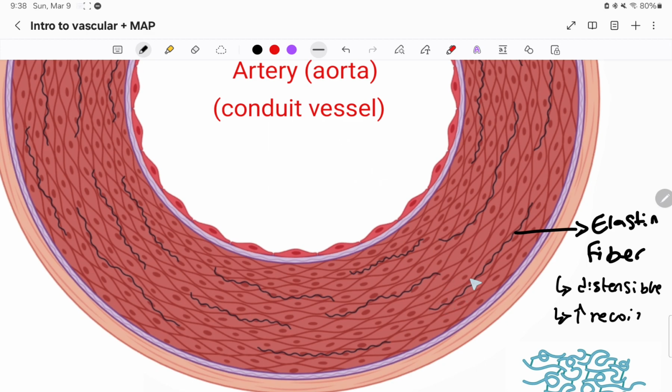But really, if you want to look at it at a cellular level, the thing that is allowing the Windkessel effect to even occur is these elastin fibers. The presence of these elastin fibers makes the aorta very distensible and gives it a high recoil. Distensible, you can think of it as compliant. It has a very high compliance.